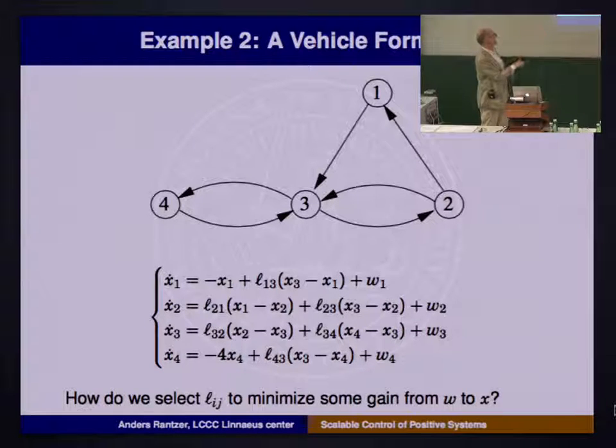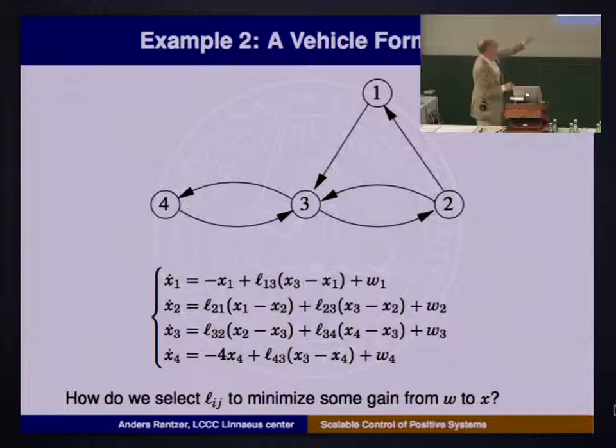So the first and the fourth vehicle have this term, which indicates that they can measure their own position, and they don't need to rely on distance to others. Whereas the second and third, they need to use distance measurements. And here you can ask the same question: how do I select these gains to minimize some performance measure, some gain from disturbance to deviations, disturbance to error, in the usual way.